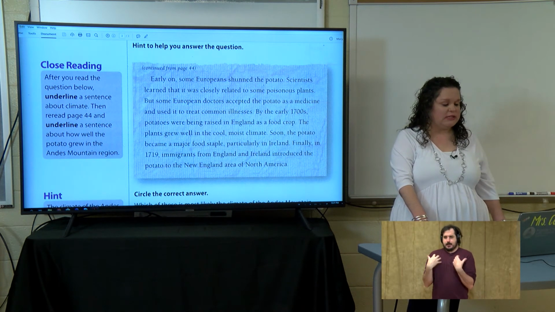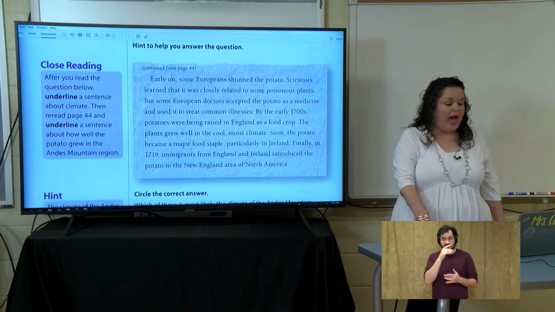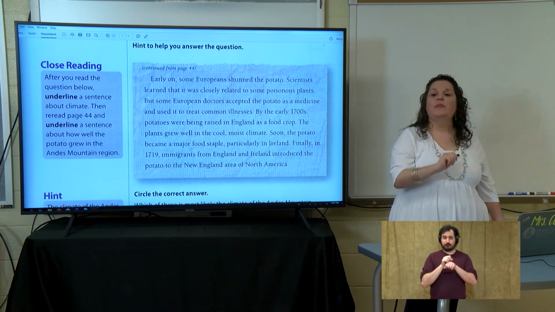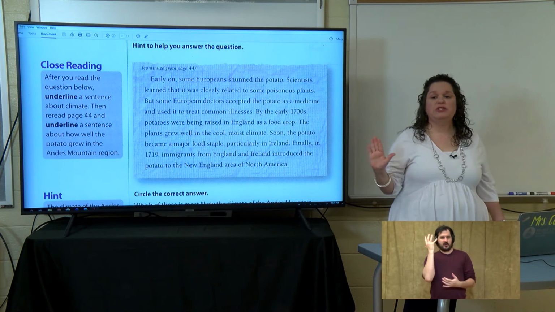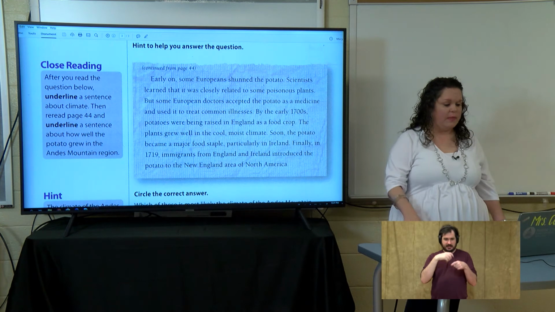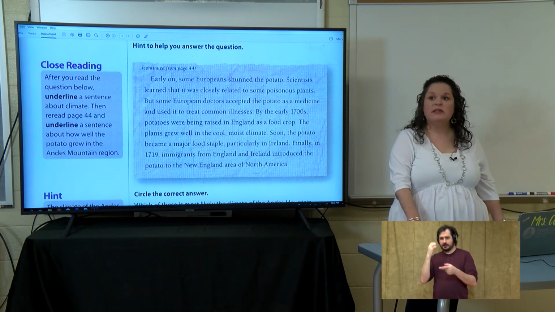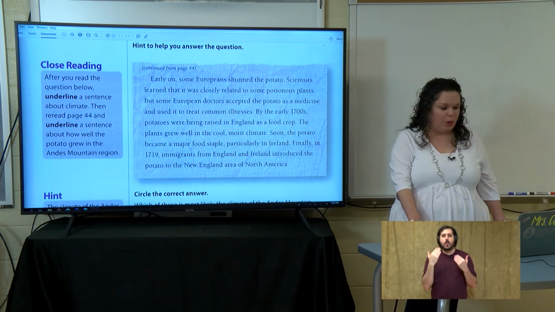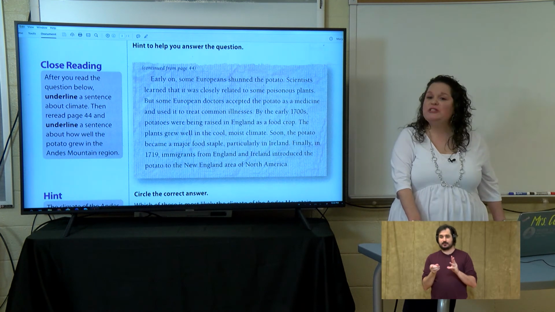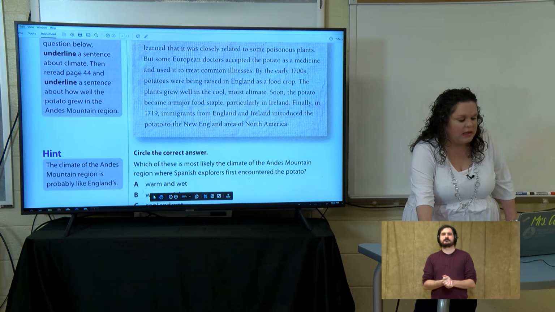By the early 1700s, potatoes were being raised in England as a food crop. So now it's gone from South America to Spain, which is in Europe, now to another place in Europe. The plants grew well in the cool, moist climate. Soon, the potato became a major food staple, particularly in Ireland. And boys and girls, Ireland is actually, even today, known for this food staple. And in this case, staple is a multiple meaning word. We're not talking about clipping papers together, but we're talking about a chief product or a crop on which the country is dependent. Finally, in 1719, immigrants from England and Ireland introduced the potato to the New England area of North America.